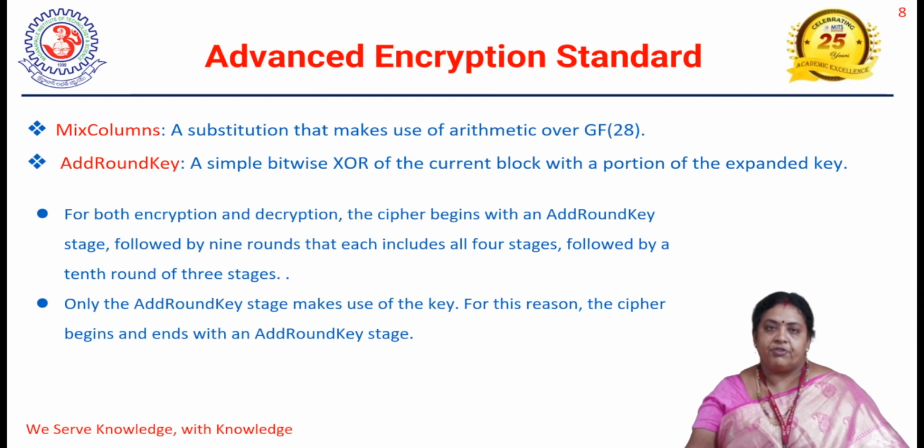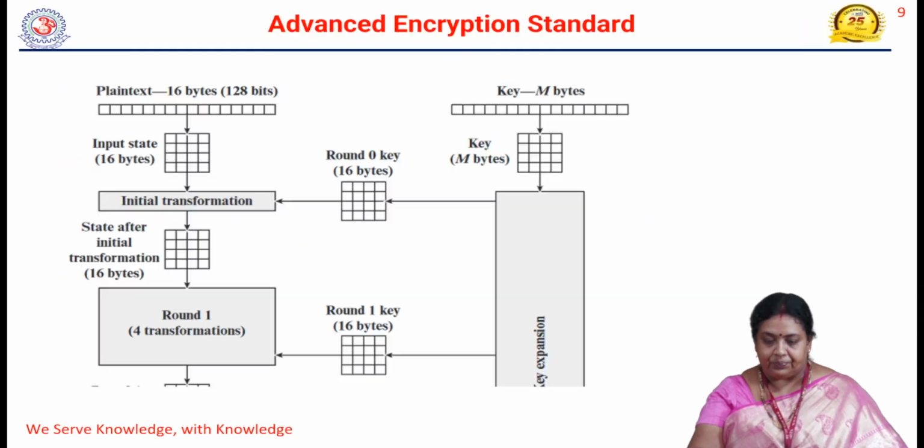So in the first one, the pre-round transformation, we are going to make use of the add round key stage, and at the end also we are having the add round key stage. So it starts with add round key stage and ends with add round key stage. Okay, and every round is going to make use of the key. And this can be depicted pictorially like this.